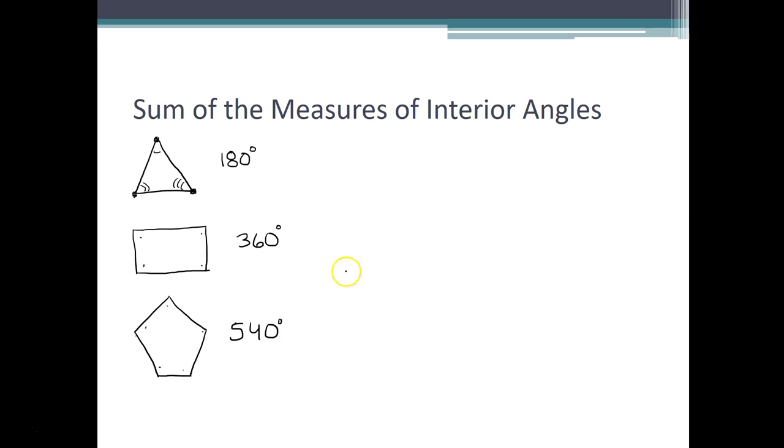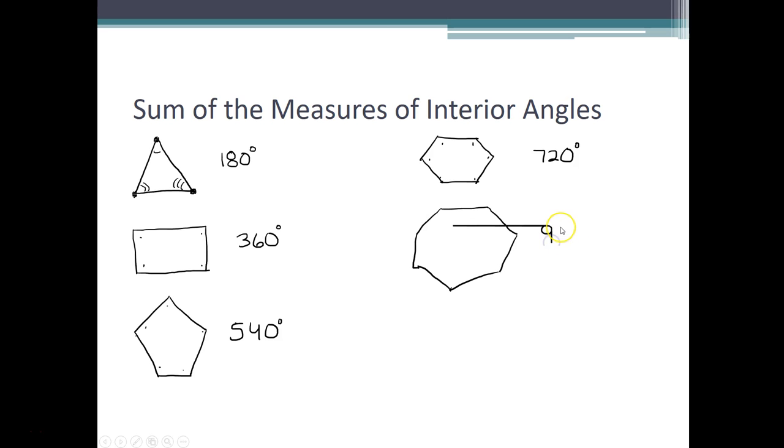In a hexagon, I know they add up to 720 degrees. All 6 of those angles. In a heptagon, I know they add up to 900 degrees.